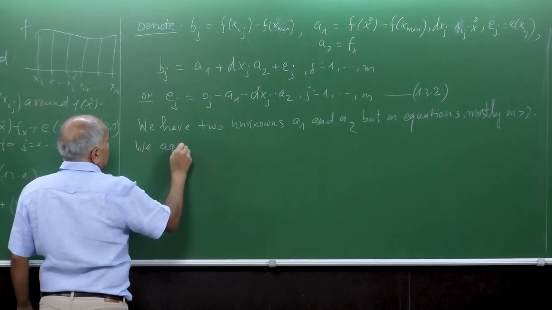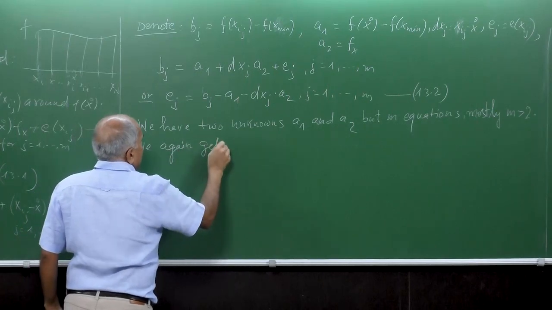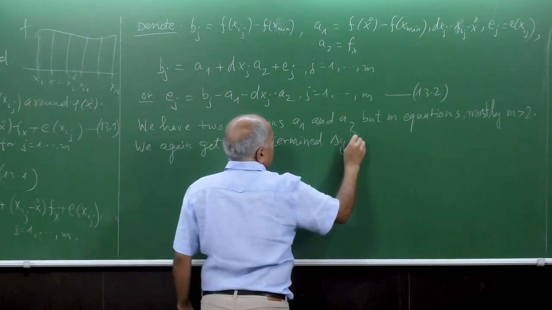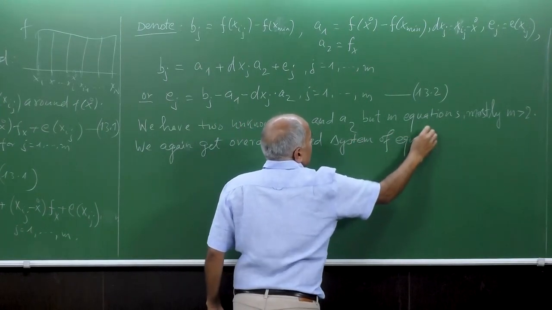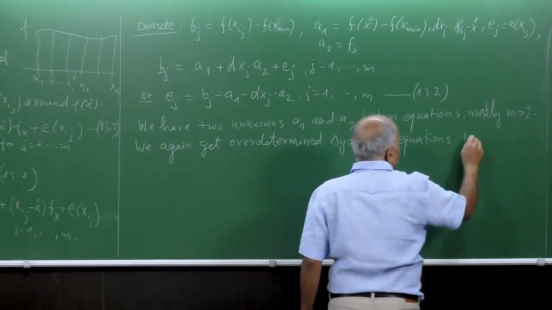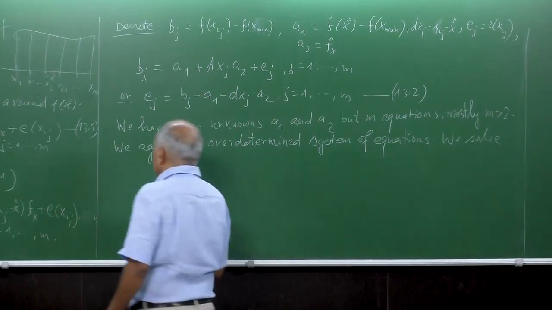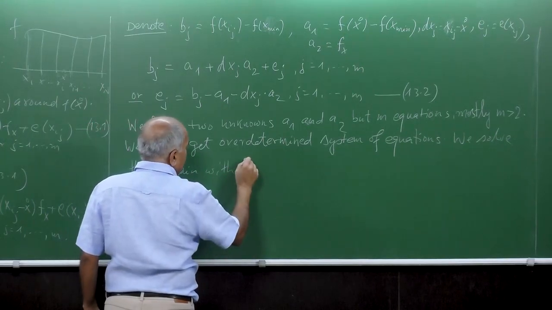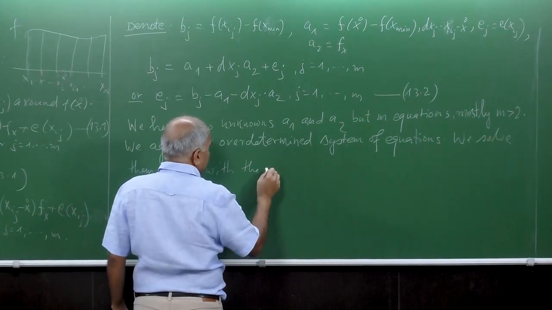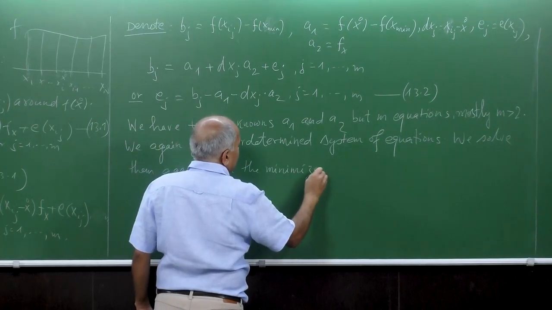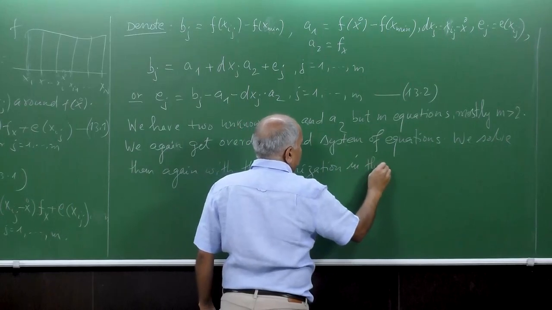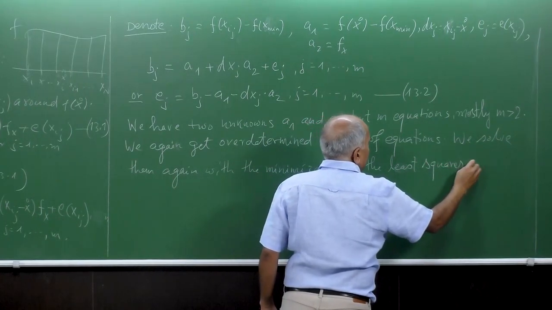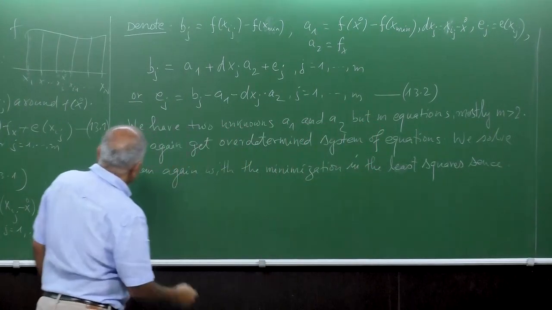Now we again get an over-determined system of equations. So we solve them again with the minimization in the least square sense.